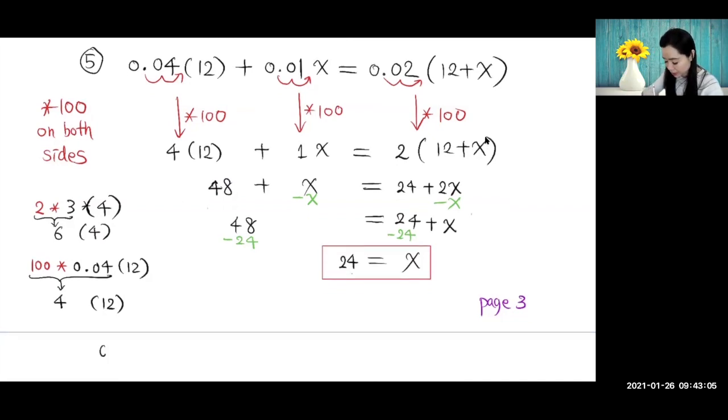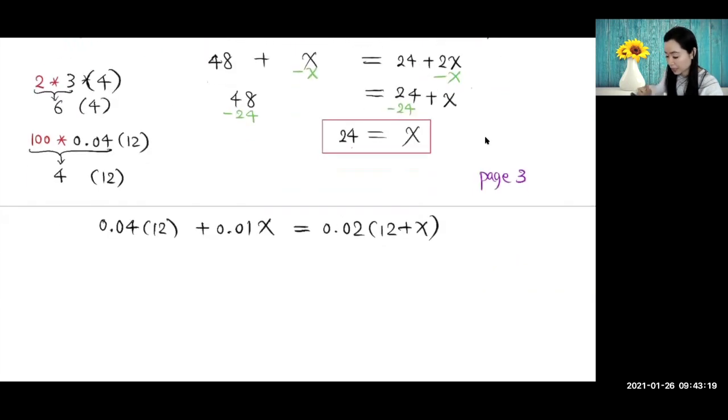Okay, so 0.04 times 12 plus 0.01 times x equal to 0.02 times 12 plus x. So the same equation. Okay. Now to work with decimals, you will multiply this. So this is going to become 48. You can use a calculator, but you can also do that manually. Okay. So 48, and there are 2 decimal points. So it's 0.48.